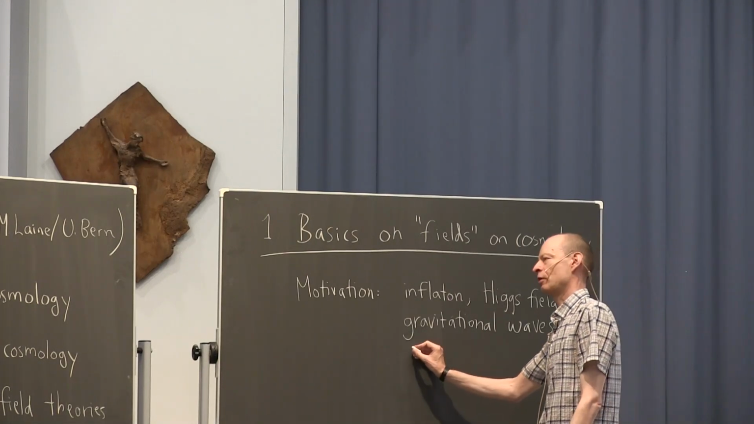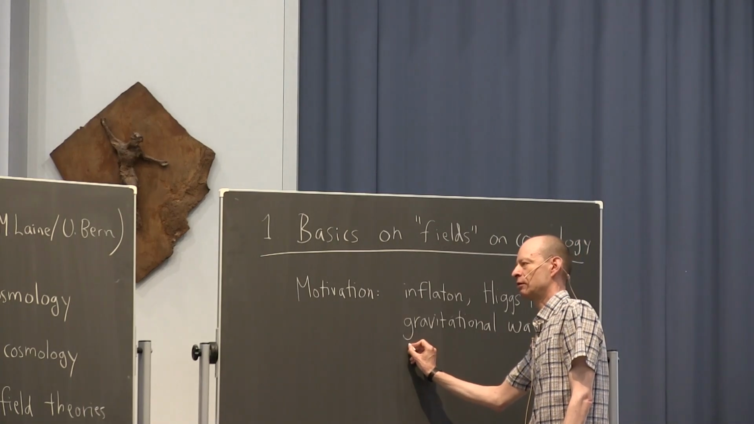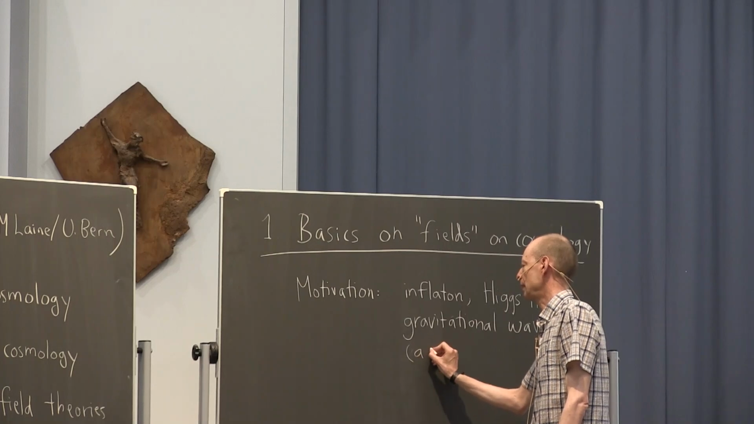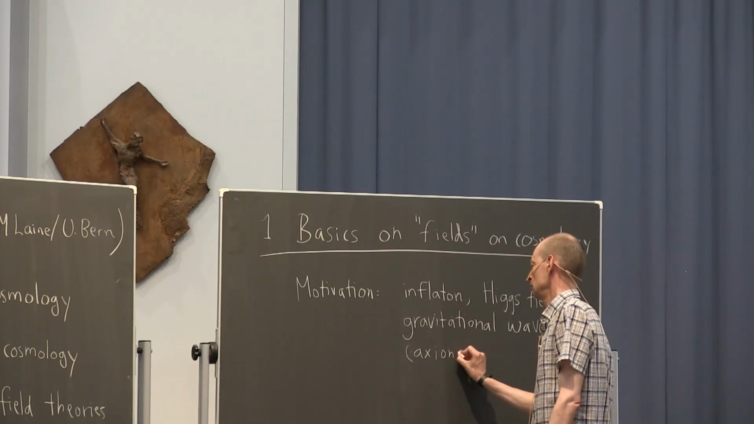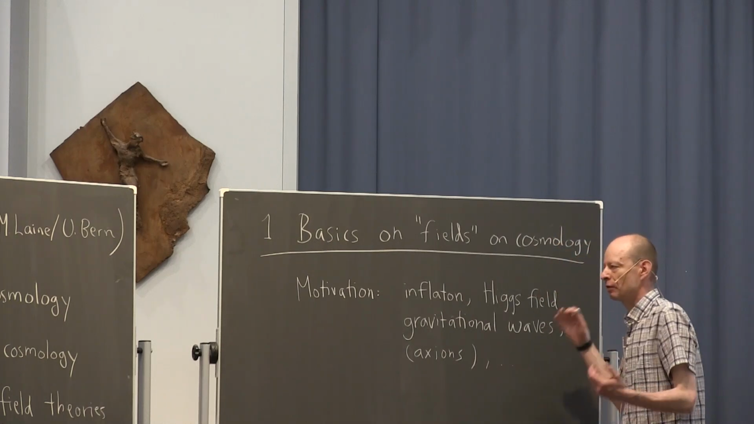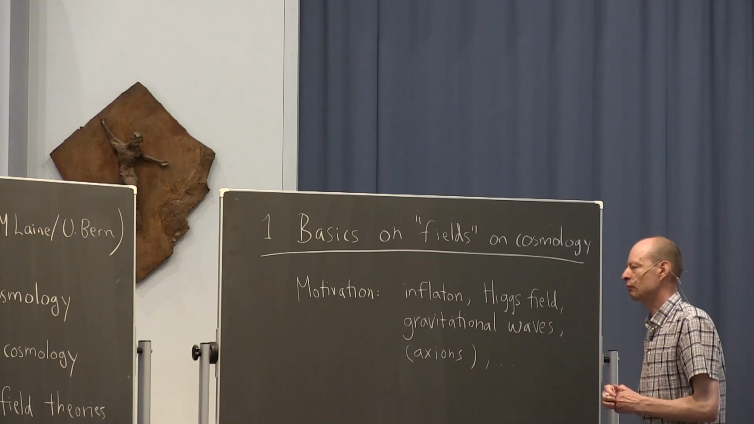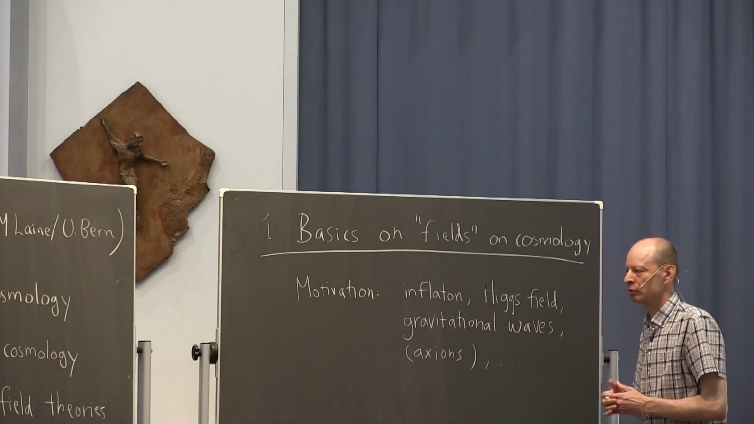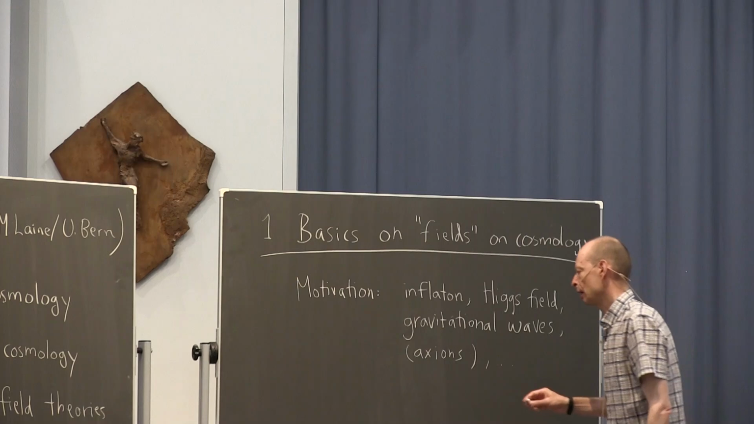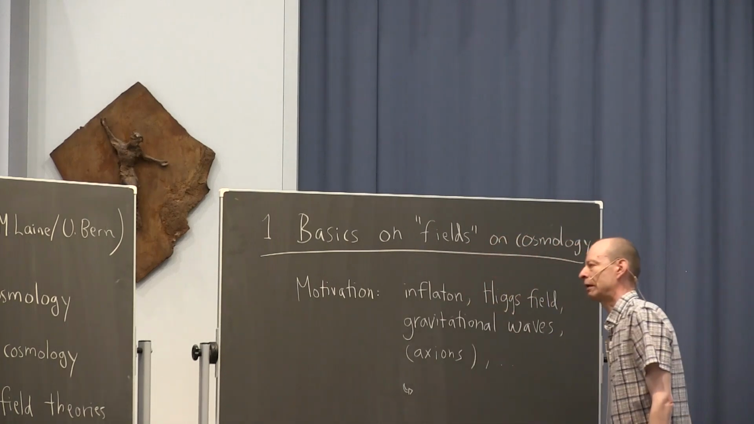A nice example, where some people like to talk more about fields and some others about particles, is maybe axions. I will not say too much about that, but just to show that there are different perspectives. Suppose now that you have some degree of freedom playing a role in cosmology that we think of as a field. Then what we would like to learn today is basically two things.